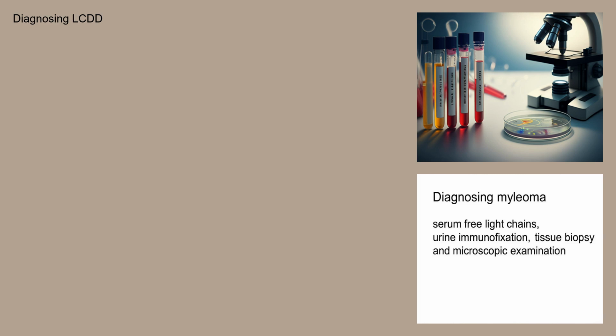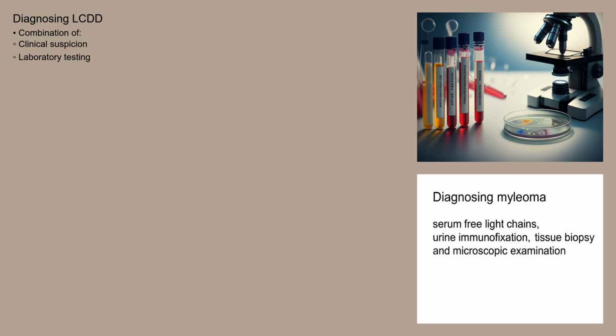Diagnosing LCDD requires a combination of clinical suspicion, laboratory testing, and tissue biopsy. Initial investigations typically involve blood and urine tests to assess kidney function and detect the presence of abnormal light chains. Serum-free light chain assays and urine immunofixation are crucial for identifying and quantifying these abnormal proteins. However, the definitive diagnosis requires a kidney biopsy. Under a microscope, pathologists can identify the characteristic light chain deposits within the glomeruli. Specialized staining techniques, such as immunofluorescence, confirm the presence and type of light chains involved.